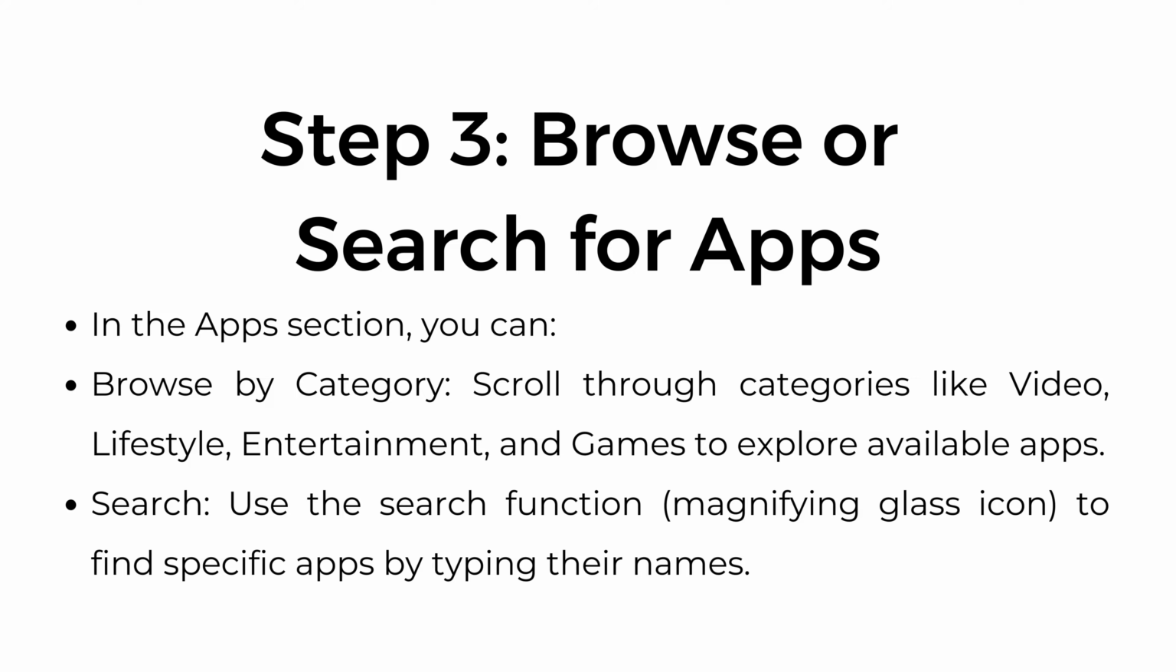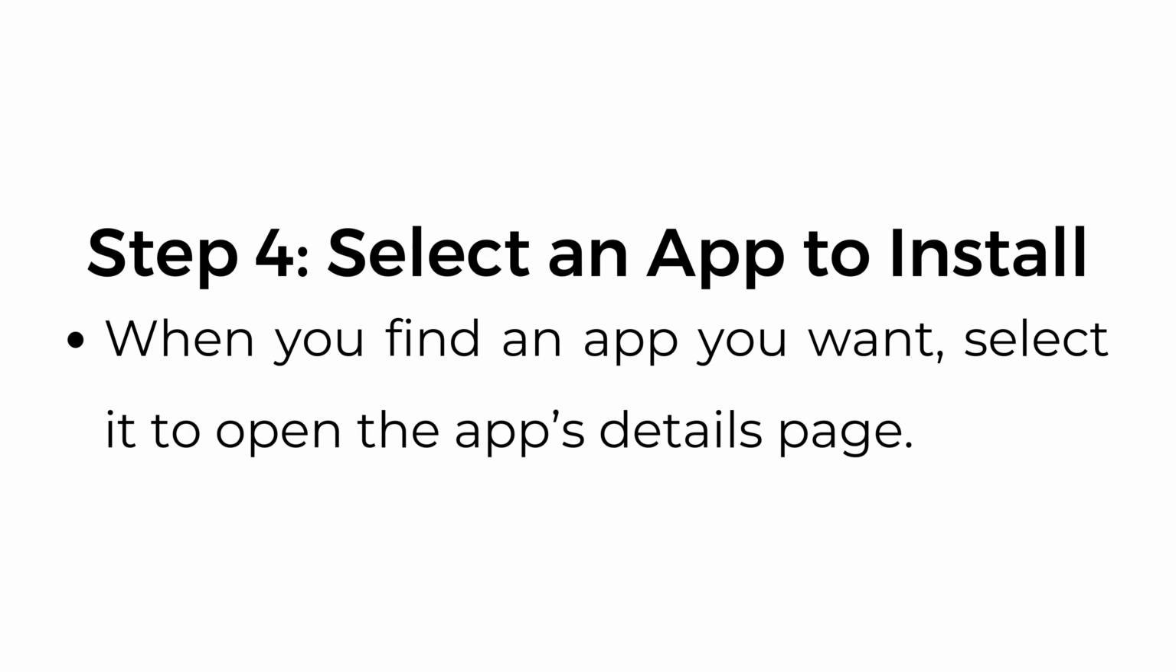Step number 3. Browse or search for apps. In the apps section, you can browse by category. Scroll through categories like video, lifestyle, entertainment, and games to explore available apps. Search. Use the search function, which is typically represented with a magnifying glass icon, to find specific apps by typing their names.